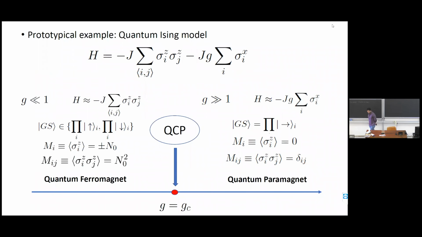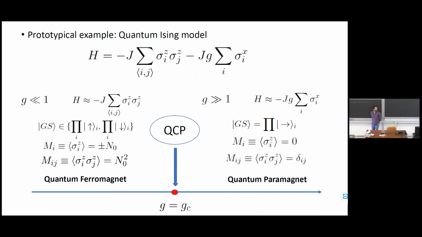So let me go through a prototypical example, which is probably very familiar to all of you. I will try to go very quickly. Let's consider the quantum Ising model. Assume you are given a lattice of spin degrees of freedom, whose dynamics is governed by the Ising Hamiltonian. Here, the first term is the usual exchange coupling, and J has dimensions of energy. The second term, which depends on this dimensionless coupling g, essentially measures the relative strength of the transverse magnetic field.